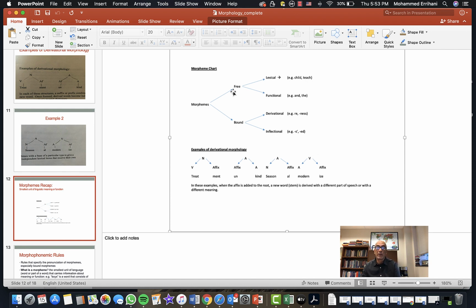So morphemes can either be free, they can stand by themselves. All of these words can stand by themselves. They can also be bound. And bound morphemes can either be derivational or inflectional. So a derivational morpheme would be ness. For example, happy, happiness. Okay? Happy is an adjective. When you add ness to it, it becomes a noun. Therefore, ness is a derivational morpheme.